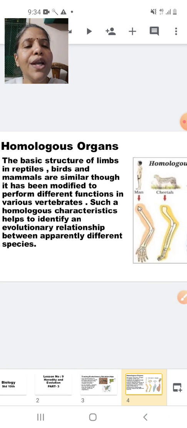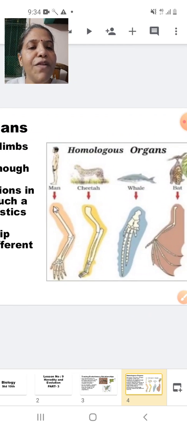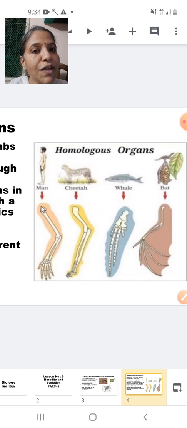So for homologous organs, you can see the limb of a man, the limb of a cheetah, the flippers of the whale, and the limb of the bat. All these are mammals. The man, the cheetah, the whale and the bat are mammals. They have a common origin. They have a common structure of their limbs, but there is some variation because they are adapted to different environments.